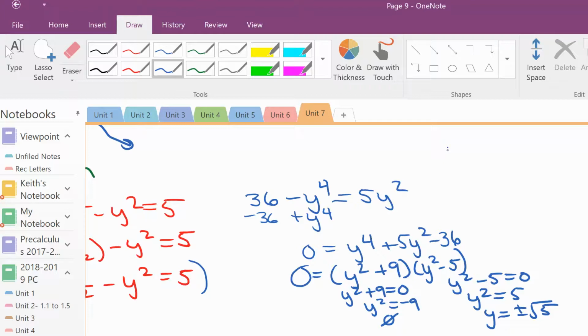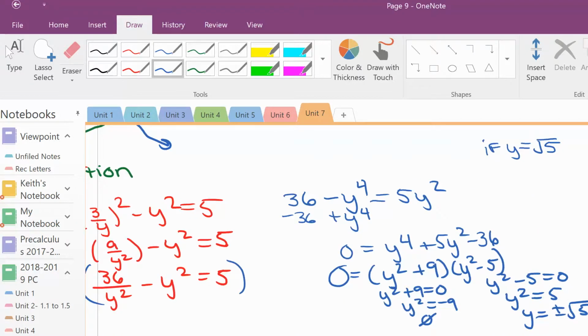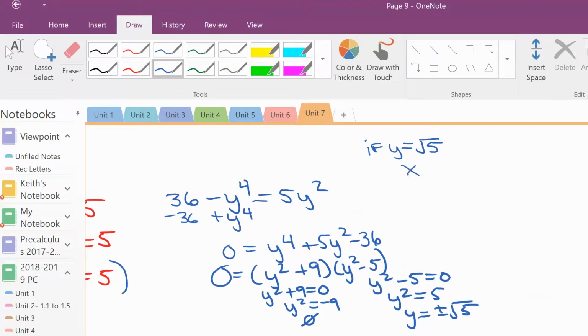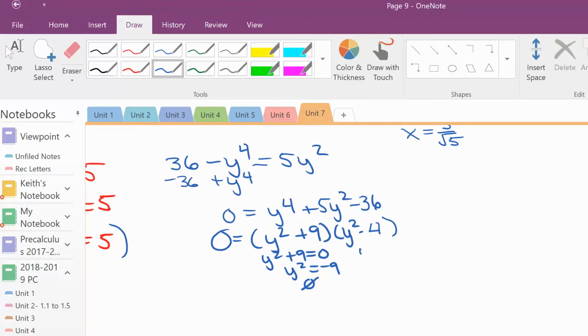So if y equals rad 5, then remember back here, x equals 3 over y. Sorry, here, this should be a 4. That's why this wasn't working out too well for me. When you factor, it should be y squared minus 4. So y squared minus 4 equals 0. Y squared equals 4. So y equals plus or minus 2.